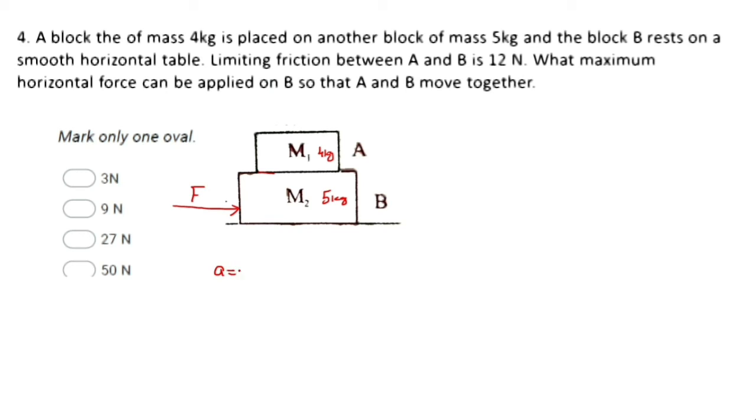So when both the bodies move together, we can say what the common acceleration is. We can calculate the common acceleration as the applied force divided by the total mass. That is, the common acceleration is equal to F divided by 9. M1 plus M2 means 5 plus 4, that is equal to 9. That is the common acceleration. Now when you are applying a force F on M2, what will happen? A pseudo force will be acting on M1.